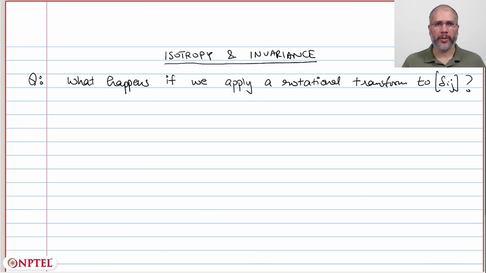So the question is, what happens if we apply a rotational transform to delta ij, that is Kronecker delta? And in fact, we will generalize it to an orthogonal transformation. Although in this course, as we said, we are interested in rotational transformations, so we will use those transformations, but the question is more general as to what happens if we apply an orthogonal transformation to the Kronecker delta, delta ij.